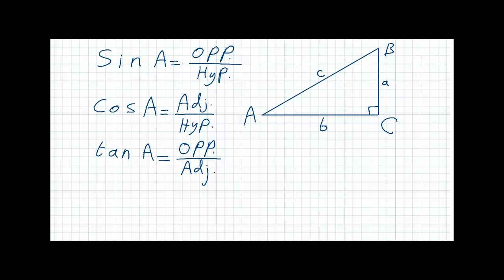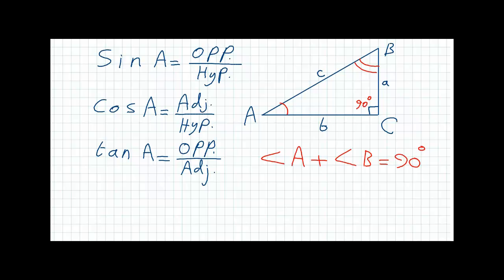Also, we want to remember that angle A and angle B, the sum of them is equal always to 90 degrees, because the sum of the three angles in this triangle is always equal to 180 degrees. Since the right angle is 90 degrees, the other two acute angles, the sum of them is 90 degrees.